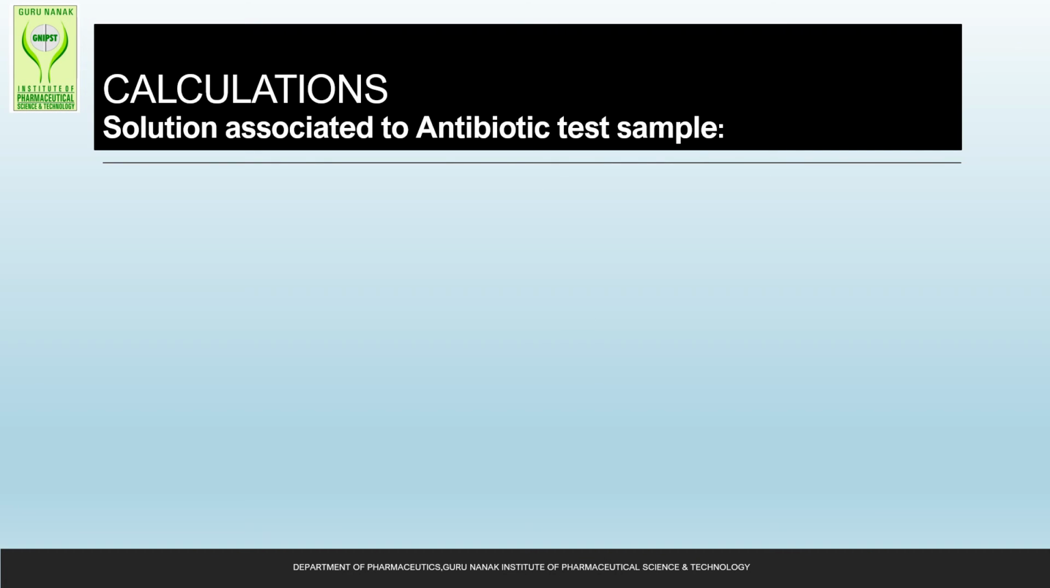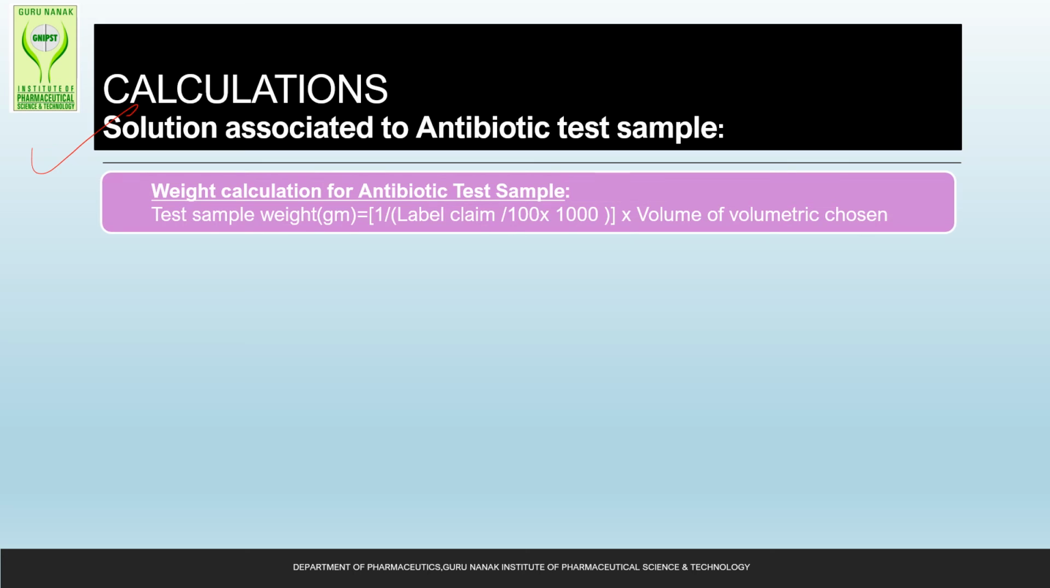Next we will study the calculation related to the solutions associated to antibiotic test sample. The weight calculation for antibiotic test sample: the test sample weight in gram is equal to 1 divided by label claim divided by 100 into 1000 multiplied by volume of the volumetric chosen. This all comes in the denominator.